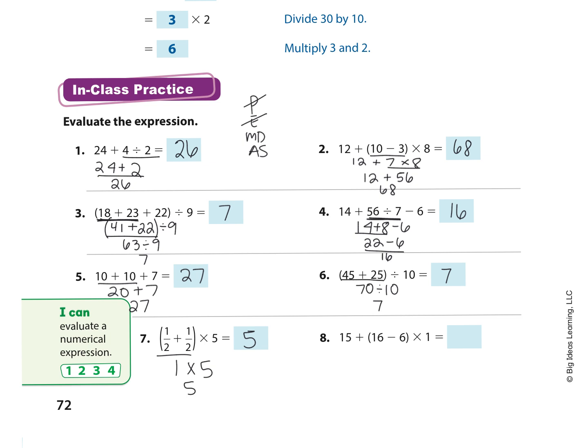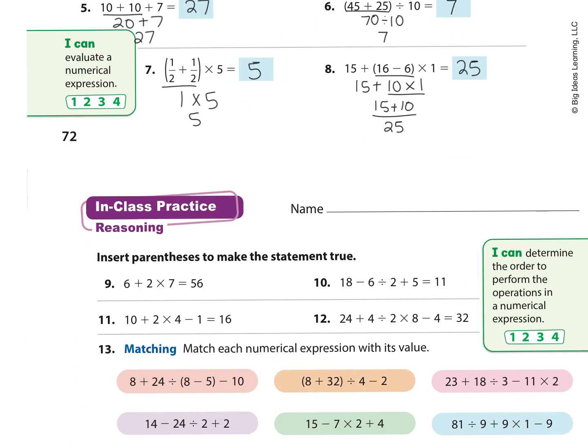Okay, and then number 8. Parentheses first. 16 minus 6 is 10. Bring everything else down. Do I do 15 plus 10 or 10 times 1? 10 times 1, because it's multiplication, and multiply and divide comes before add and subtract when you're following the rules. So 10 times 1 is 10, and then I bring the 15 plus down, and then my final answer will be 25.